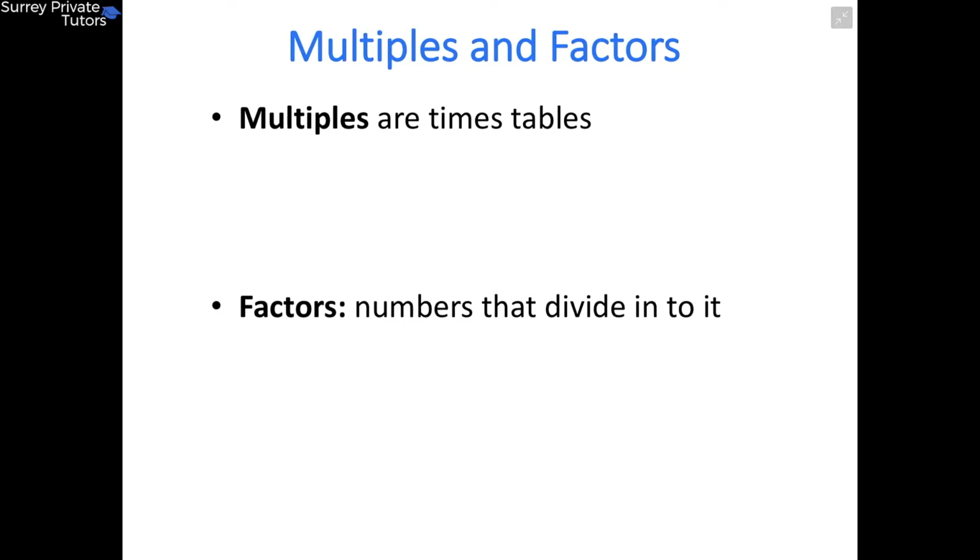Now we're going to have a quick look at multiples and factors. The multiples of a number are just its times table. So for example, if we do the multiples of 3, these are going to be 3, 6, 9, 12, 15, 18, and so on. You can go on forever. And this is the same for any number.